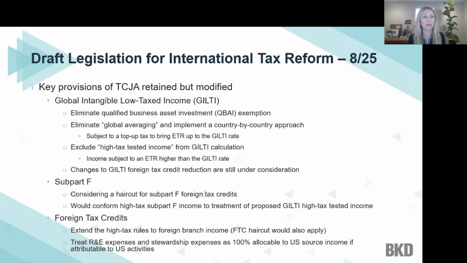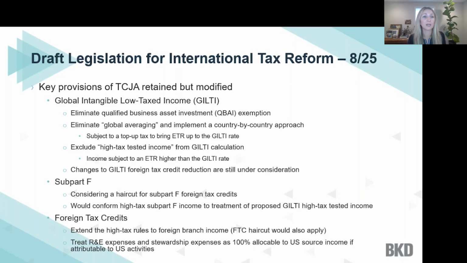US shareholders would include in gross income CFC tested income in lieu of the global intangible low taxed income. Eliminating QBAI discourages taxpayers from owning depreciable assets abroad.